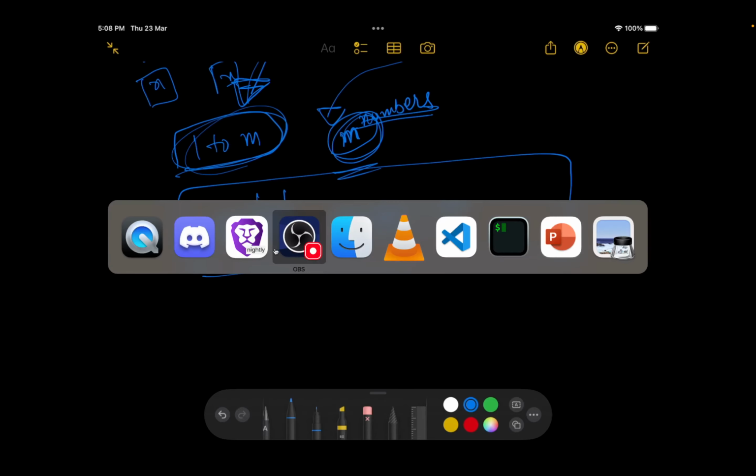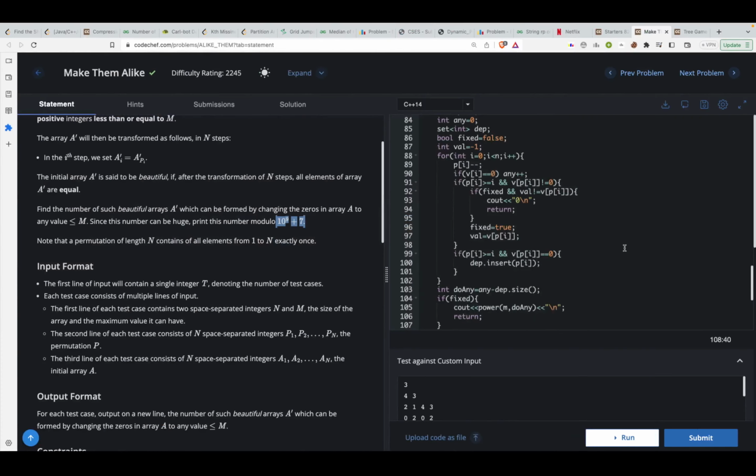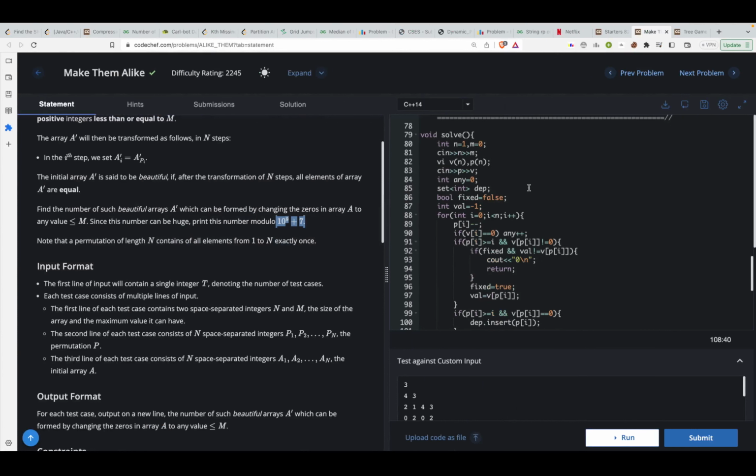I hope the code was clear. Let's just look at the solution also. The solution is also kind of simple. What I'm doing over here is, firstly, taking the two arrays, that is the permutation array and the vector a. Then I'm saying any. Now what do I mean by any? Any is actually the number of indices where I have 0. So any basically means I can put any value in there.